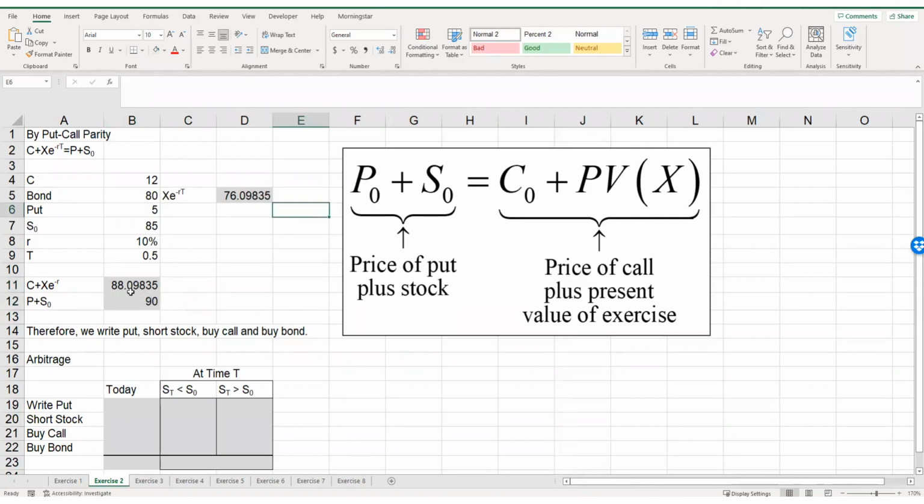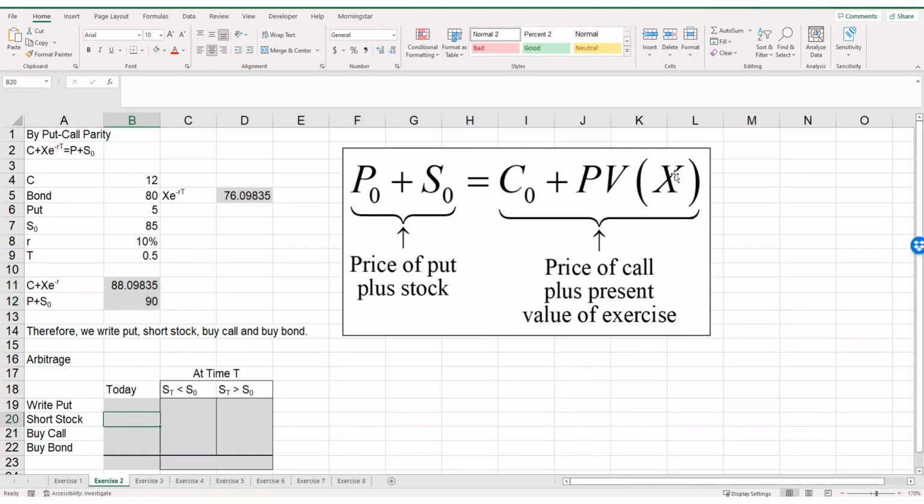How to exploit this price difference, $88 versus $90? You need to get this $90 on the left-hand side, and at the same time, pay $88 on the right-hand side. These 2 positions will cancel out, and you'll have a pure $2 gain. So how to obtain P plus S0? For obtaining the put option price, you need to take a written position for the put. You will write the put today, and to receive S0 today, you need to short sell the stock, S0.